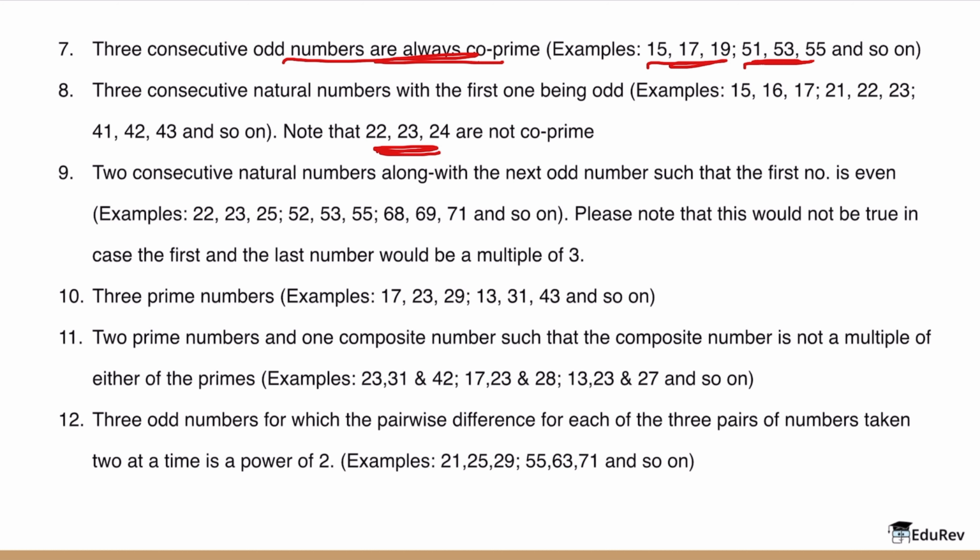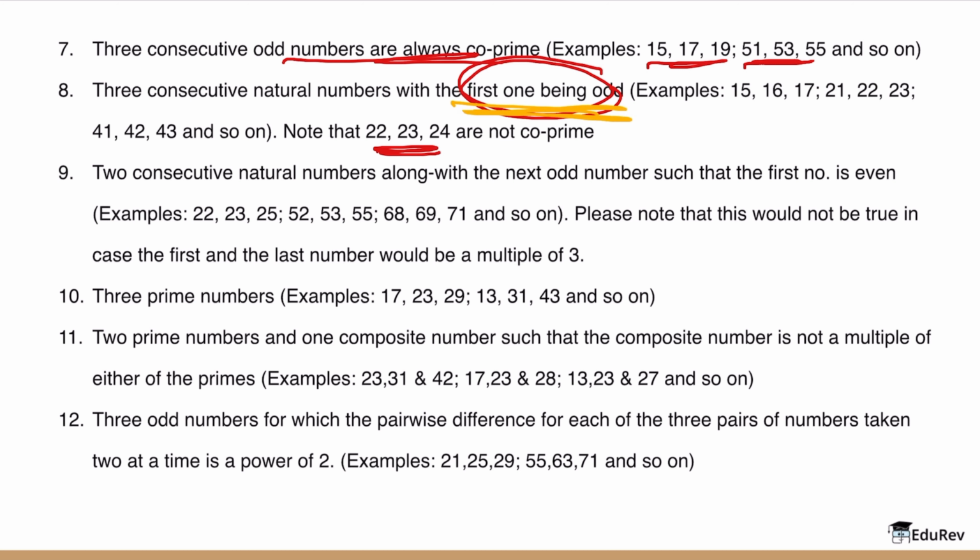What they are basically saying is that 3 consecutive natural numbers with the first one being odd, like 15, 16, 17, 21, 22, 23. So what are these? These are your co-prime numbers. You can note that 22, 23, 24 are not co-prime. Why? क्योंकि जो first number लिया है, that is not odd. तो ये वाली जो property है, ये fulfill नहीं हुई. So that's why they are not your co-prime numbers.